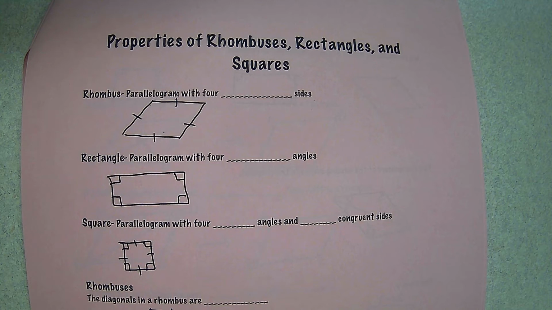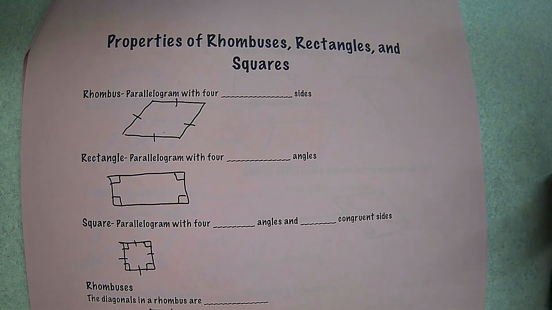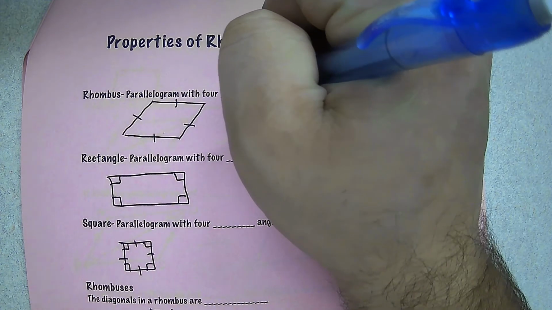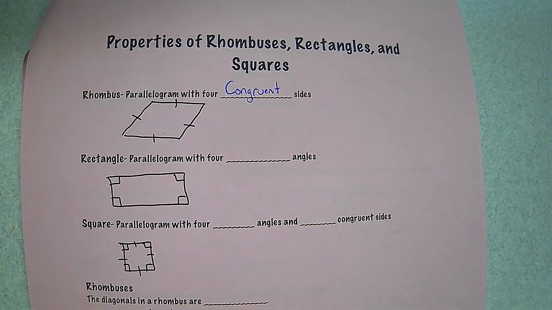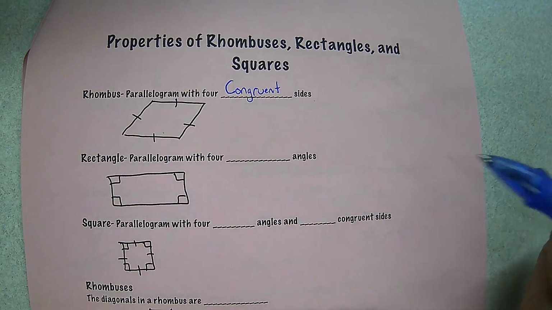So a rhombus is actually a parallelogram, meaning opposite sides are parallel and opposite sides are congruent, but it also has all four sides that are congruent. So all four sides are congruent on a rhombus. They're all the same side.